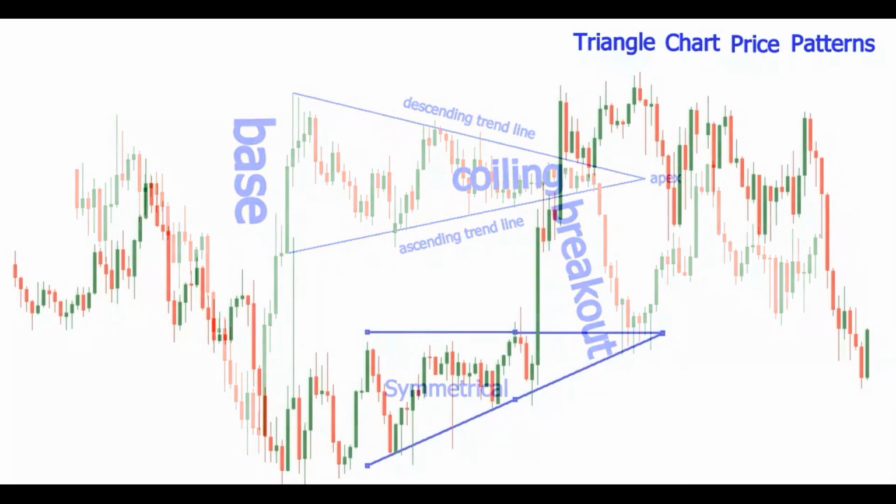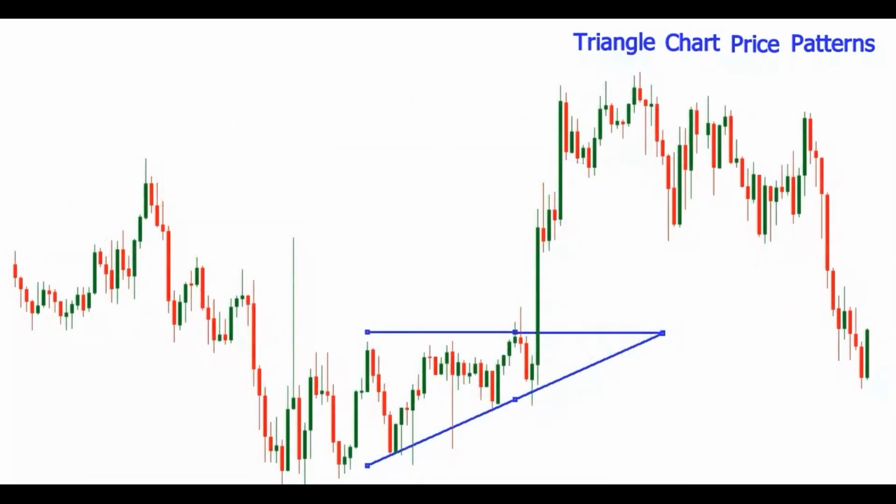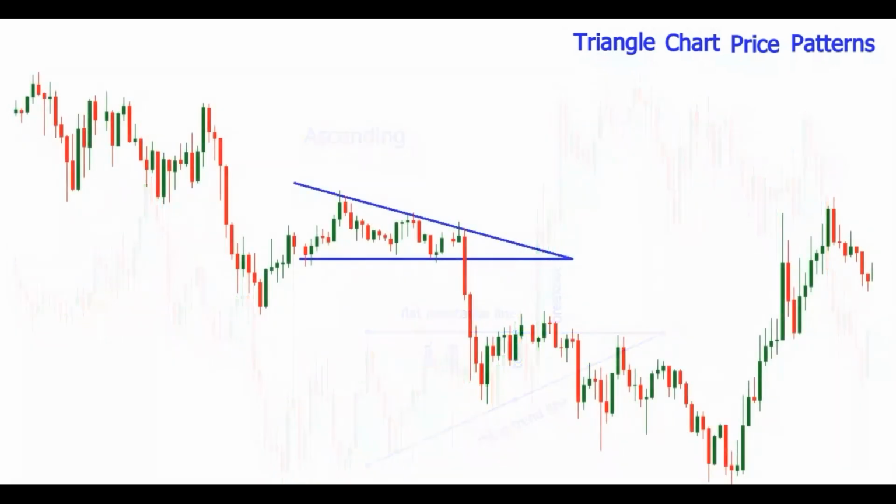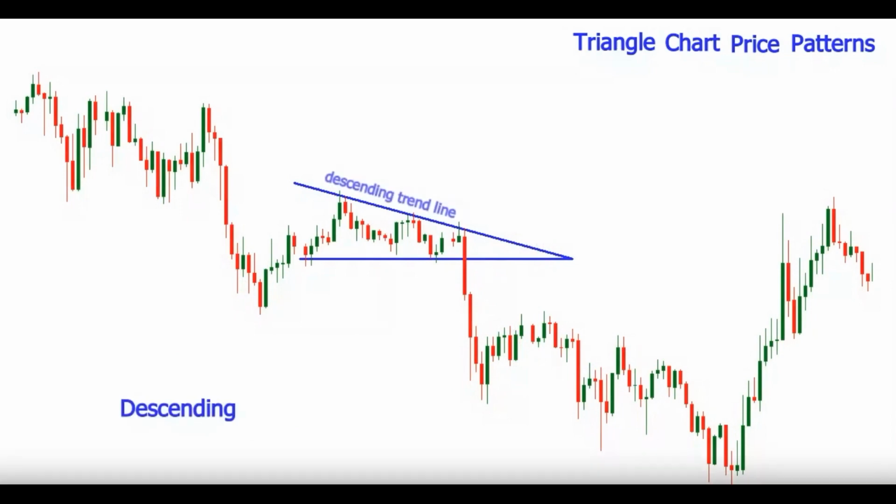The ascending triangle pattern is easily recognized by a rising trend line intersecting with a flat resistance line. It is often regarded by traders as a bullish pattern because the price keeps bouncing off a resistance line that may eventually be broken. The descending triangle pattern is formed by a descending trend line intersecting with a flat support level. The repeated attempts of the sellers to push the price down can result in a breakdown through the support line.